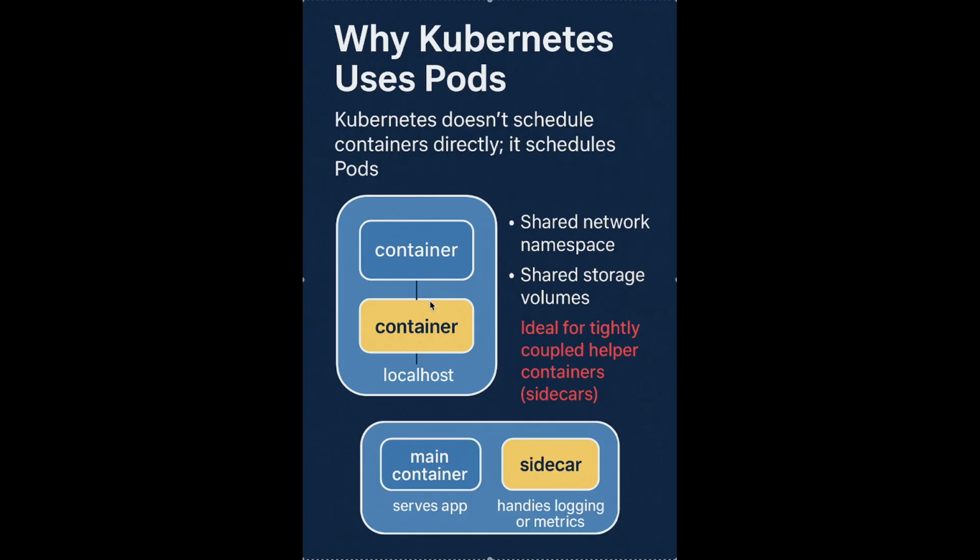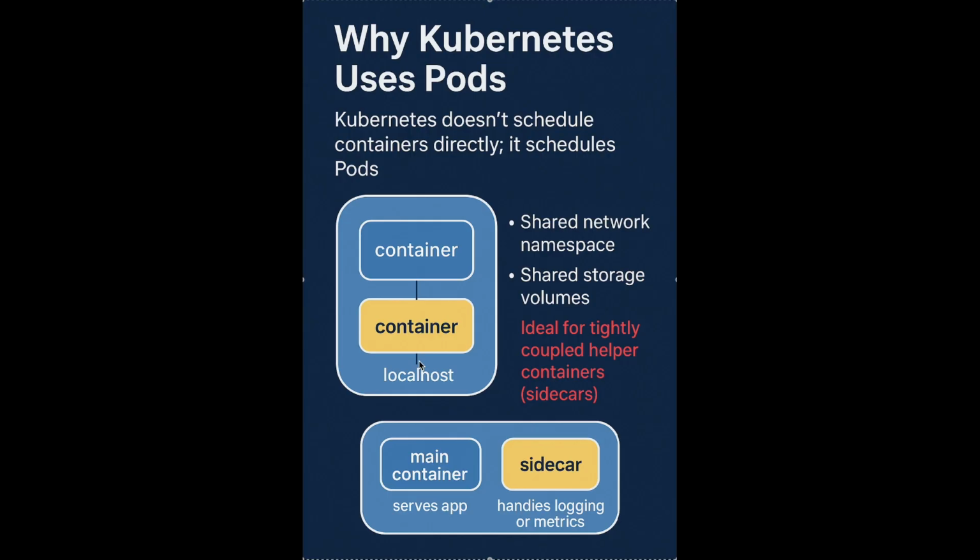Because pods wrap one or more containers, Kubernetes can manage them as a single deployment unit, scaling, restarting, and rescheduling them together. When you scale a deployment, Kubernetes doesn't create a new container individually; it creates new pods.